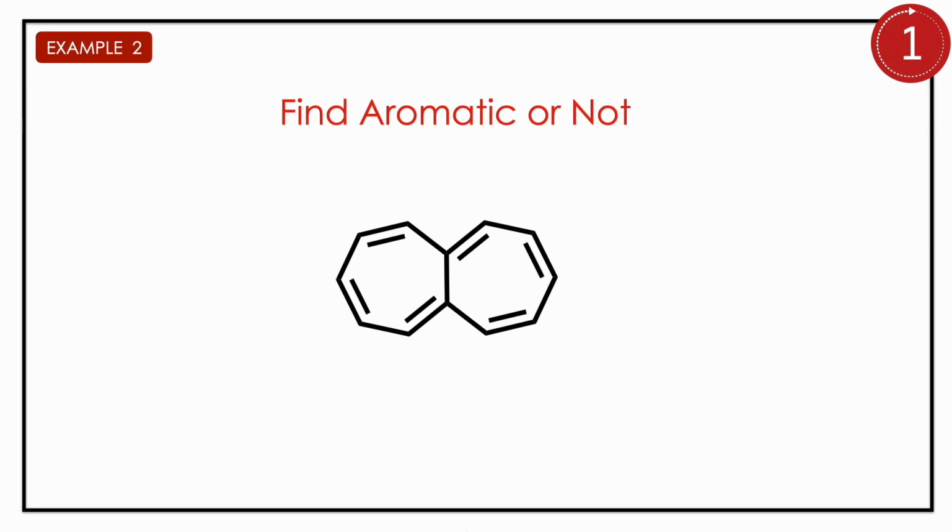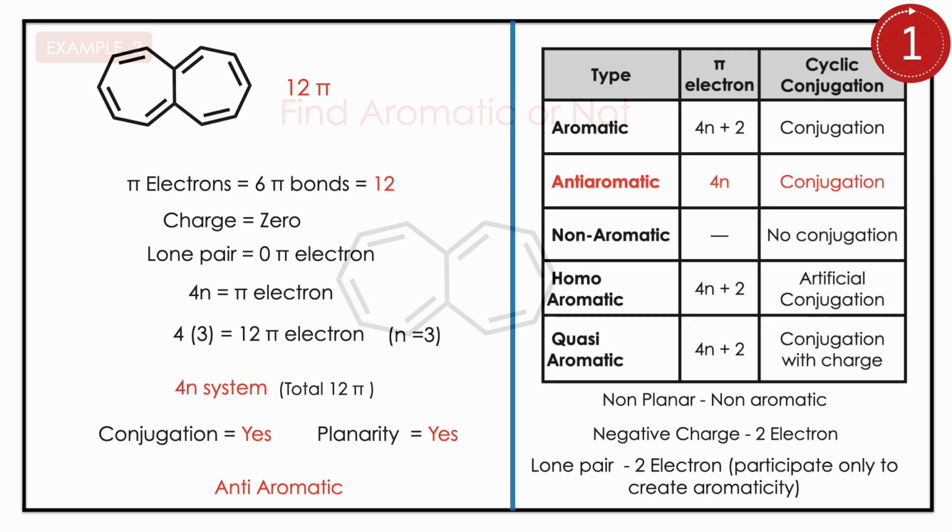Then the next example, you have a 7-member ring which is fused together. You should find whether the compound is aromatic or not. If you count the pi bonds, totally 6 pi bonds, so 12. There is no charge in the system, so 0. Lone pair is 0, so 0 pi electrons. So totally it has 4n pi electrons, meaning if you substitute n as 3, you have 12 pi electrons, which is a 4n system. Conjugation, yes, it is definitely conjugated, the double bonds are alternating. Planarity, all are sp2 carbons. So it is an anti-aromatic system.